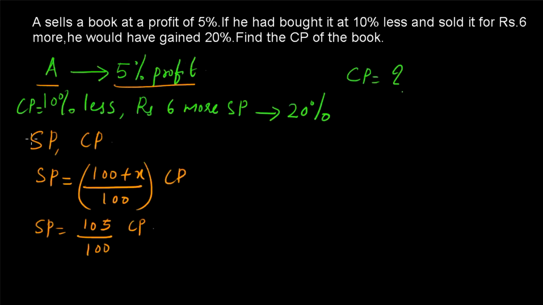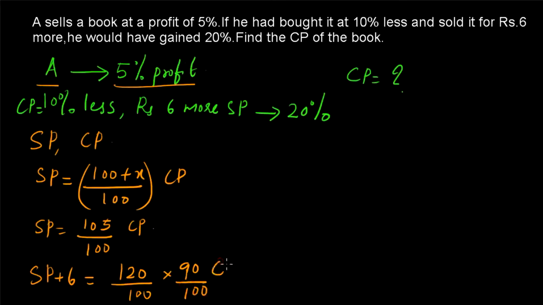Now the second case, what is happening? If CP is 10% less, that means the new CP will be 90% of CP, and SP is rupees 6 more. So SP will be SP plus 6, and the gain is 20%, so it will be 120 by 100, that is (100 plus X) by 100. So it will be 120 by 100 into 90% of CP.